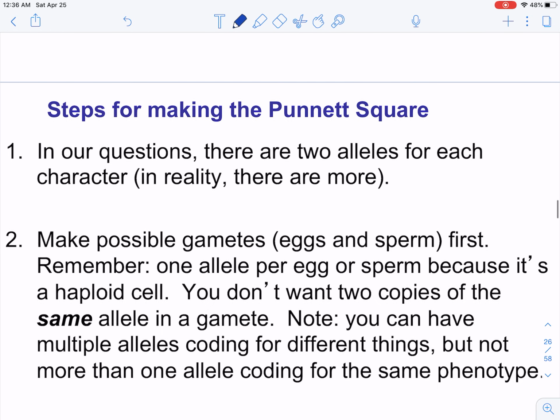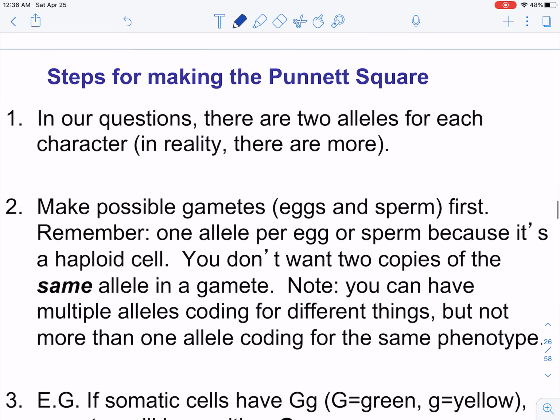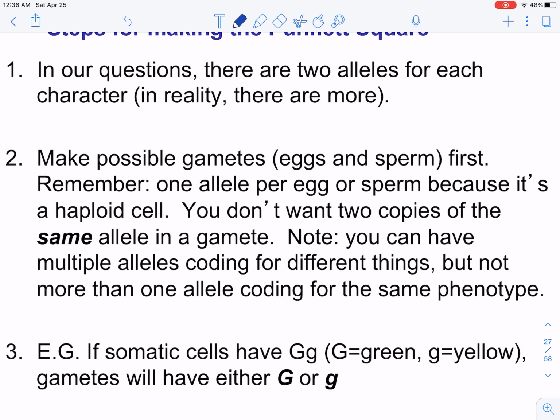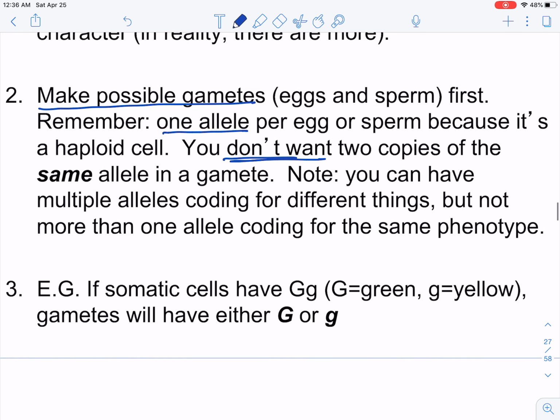So let's start working with the Punnett square. So remember, one of the most important things, I think, to remember when you're doing Punnett squares is to first make up the possible gametes. Okay, so you're going to only have 1 allele per egg or sperm because it's a haploid cell, right? You do not want 2 copies of the same allele in a gamete. So somatic cells are going to have 2 alleles, right? So it's GG, where G refers to the gene coding for something. The gametes are only going to have 1 copy of each allele, okay?